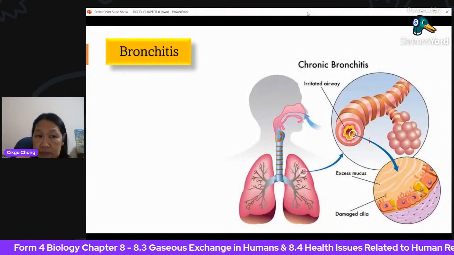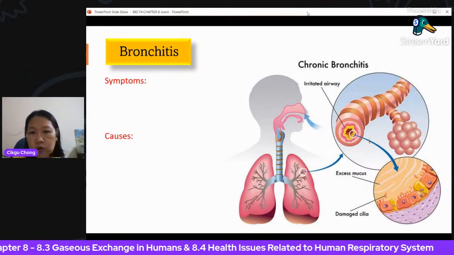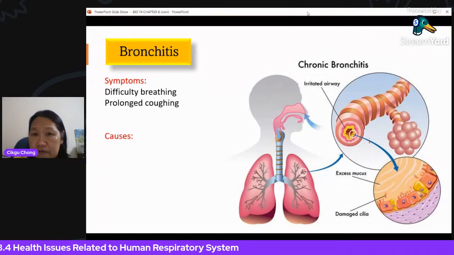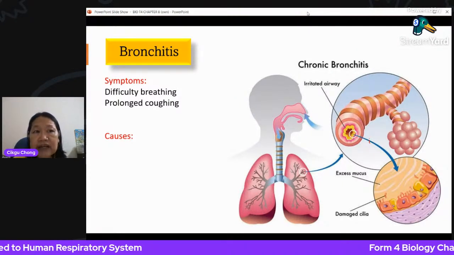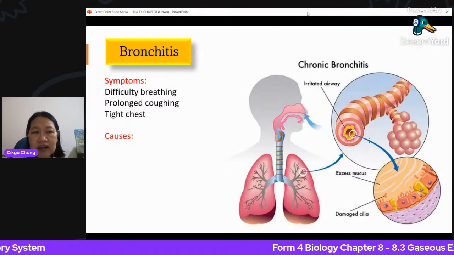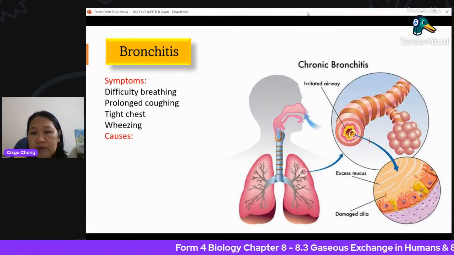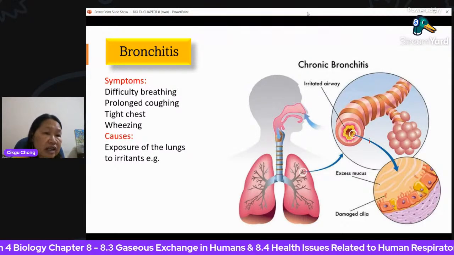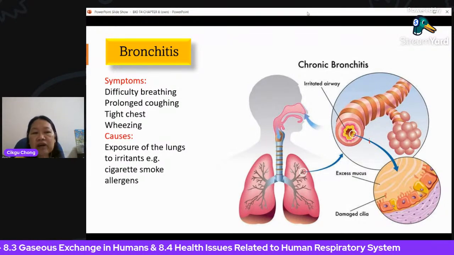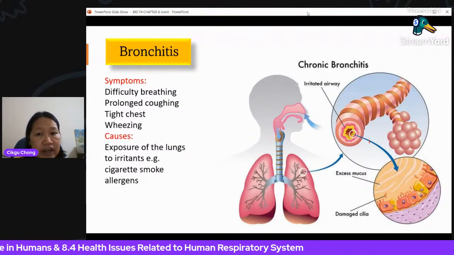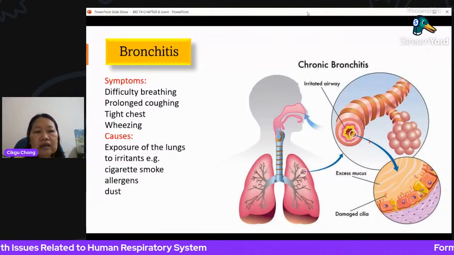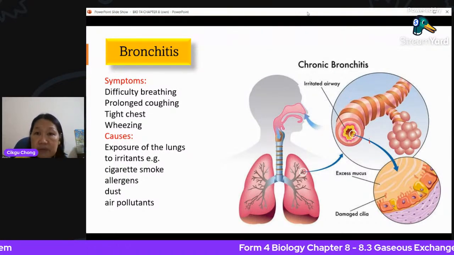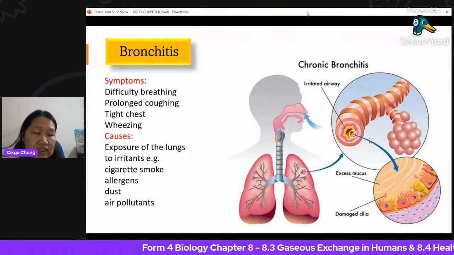What about the symptoms and the causes? Causes are also quite similar. The symptoms here are difficult breathing, same as asthma. Prolonged coughing, okay, you cough for a long time. This is chronic bronchitis. Tight chest, and wheezing. You may also have wheezing, right, because of the narrow airway. Now causes are also very similar: exposure of the lungs to irritants. Cigarette smoke, right? Allergens, these are the things that cause allergic reaction. Pollen grains, dust, air pollutants. So similar causes, similar symptoms, but there are slight differences we will see later.